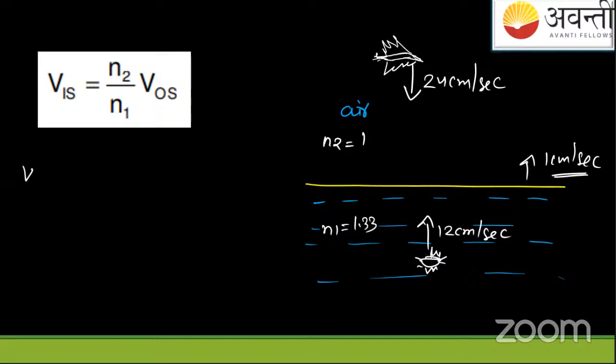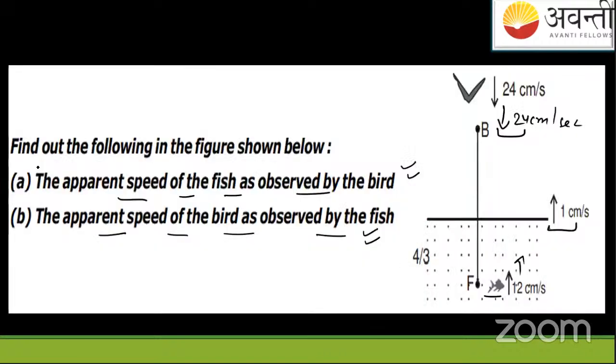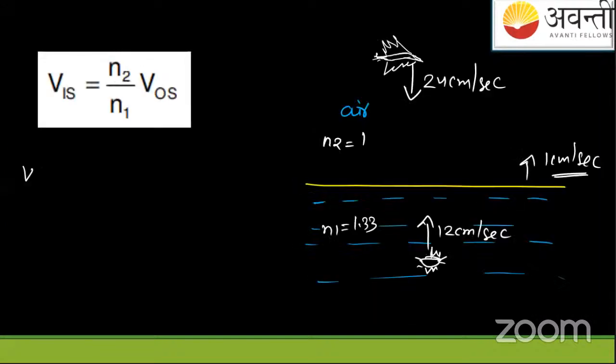So velocity of image, what is the image here? The first question is the apparent speed of the fish as observed by the bird. So we'll say velocity of image minus velocity of surface. It will be plus 1; positive is this direction, negative the other, by sign convention I have taken this. N2 is 1, N1 is 4 by 3. Hold on, some mistake. So N2 upon N1 will give you 3 by 4.